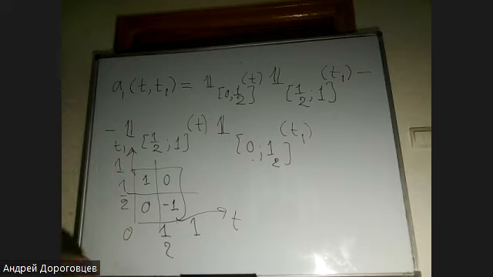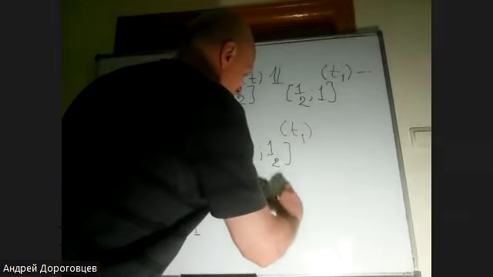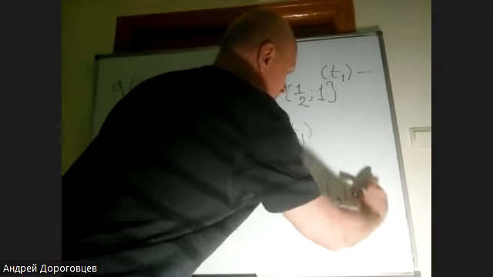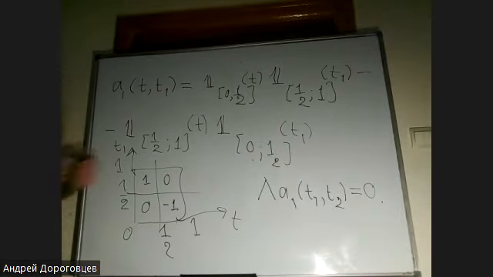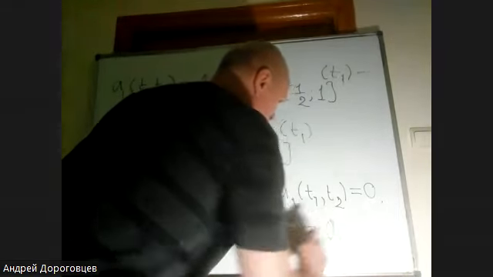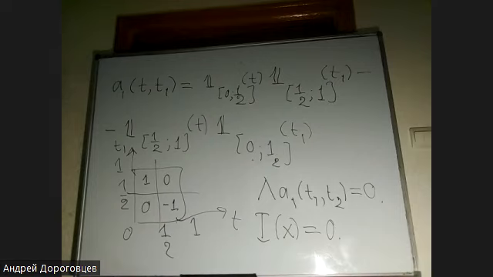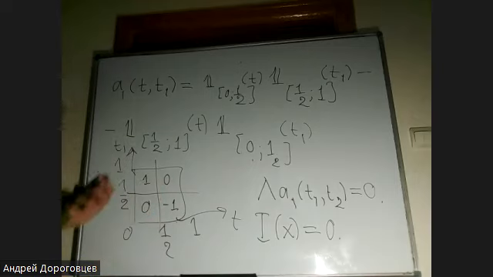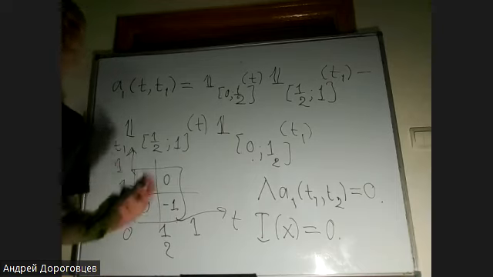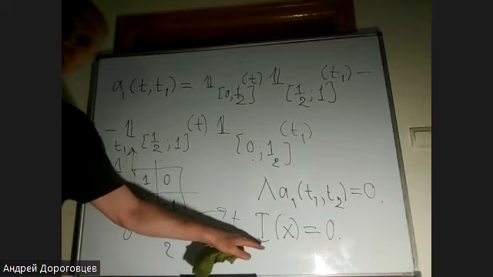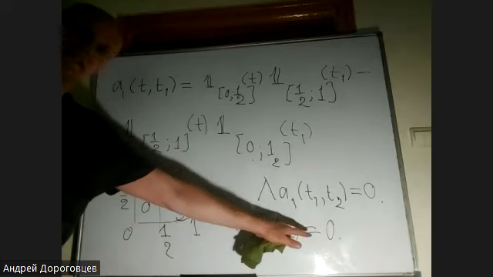From this picture, it is trivial that lambda A1, T1, T2 is equal to 0. Correspondingly, the extended stochastic integral of our function is equal to 0. So we have the following examples. First, an example of an anticipating stochastic function belonging to the domain of the extended stochastic integral. Second, an example of a non-trivial random function for which the extended stochastic integral, the Skorokhod stochastic integral, is equal to 0.